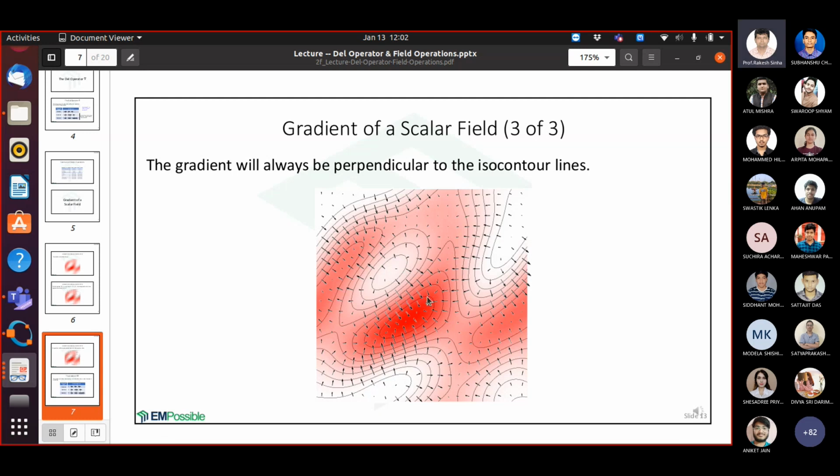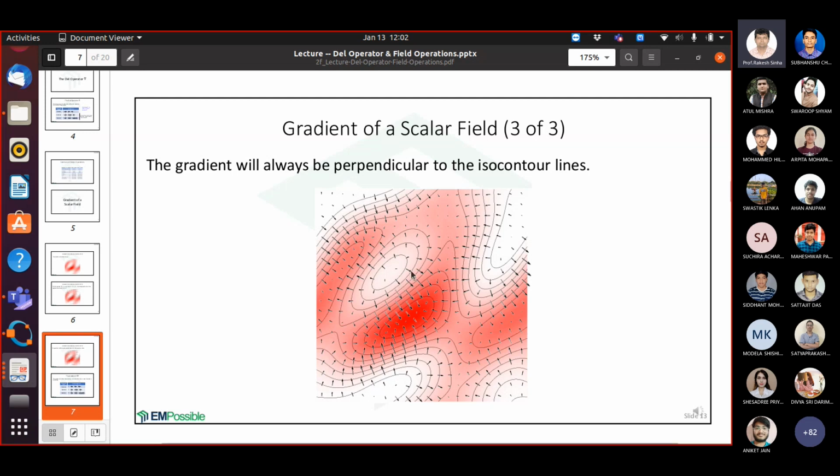Why is it perpendicular? Why not tangent, or in another direction? Because the values are the same along the line. If I move along the isocontour line, there is no change, so the gradient is 0 in that direction.